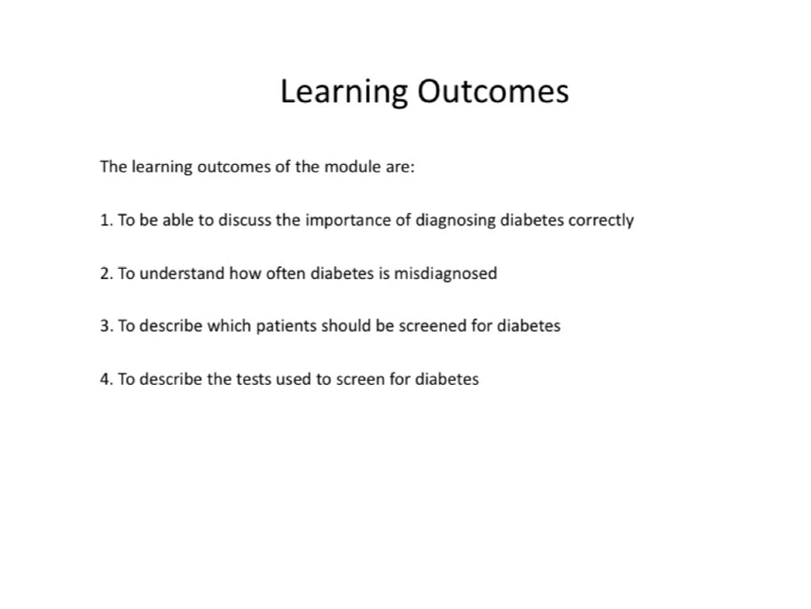The learning outcomes of the module are to be able to discuss the importance of diagnosing diabetes correctly, to understand how often diabetes is misdiagnosed, to describe which patients should be screened for diabetes, and to describe the tests used to screen for diabetes. Diabetes itself is a common condition with 3.1 million people with diabetes in the UK. Of these, 800,000 remain still undiagnosed. By 2020, it is estimated that nearly 1 in 10 of the adult population will have diabetes.